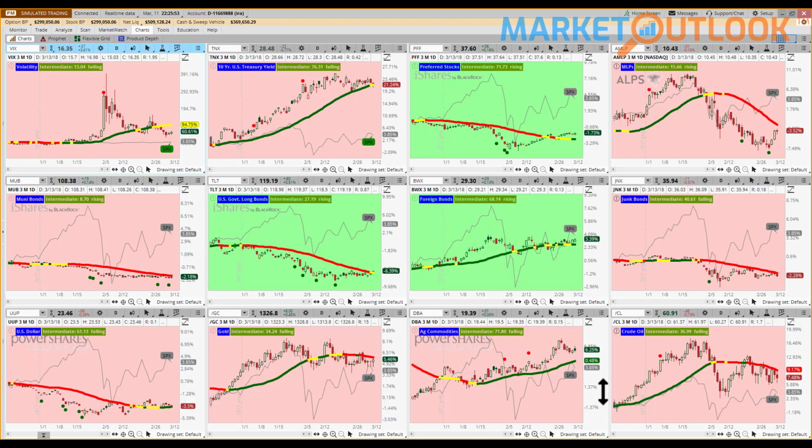So as it stands right now, we do have 3 green charts on our screen. We have preferred stocks up here at the top. We have U.S. government long bonds here in the middle, and then foreign bonds here in the middle as well. Of those 3 charts, the only one that looks moderately interesting from a trend perspective is foreign bonds. I mean, that's a decent setup there. It's not great, but at least it's sideways. It's trending sideways, whereas a lot of the other charts that we see on our screen in front of us have been largely trending lower over the last 3 months.